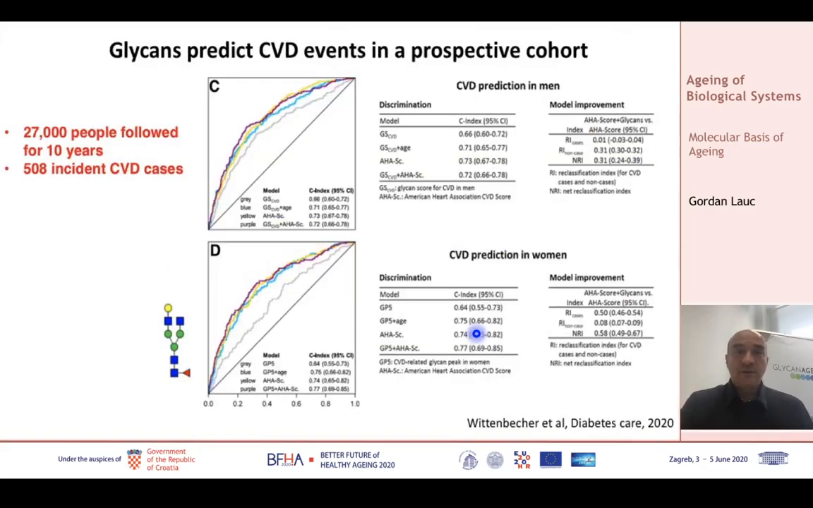So we looked into another large cohort of 27,000 people, which were collected over 10 years ago and followed up for a decade. Among them, 500 had an incident cardiovascular event. There, glycans again were very predictive, and we could predict who will and who will not develop CVD events better than any other biomarker that is currently available.